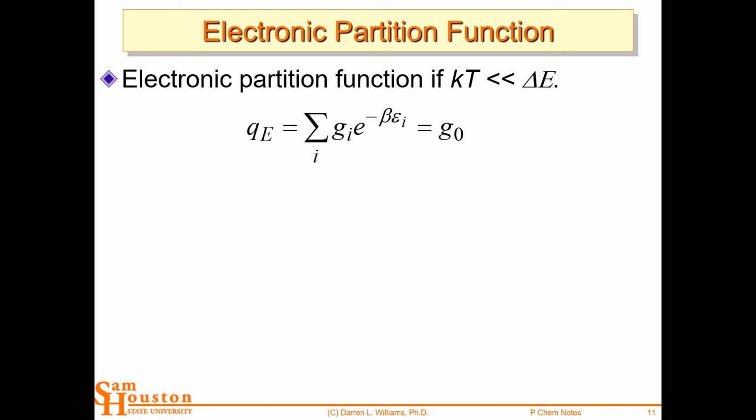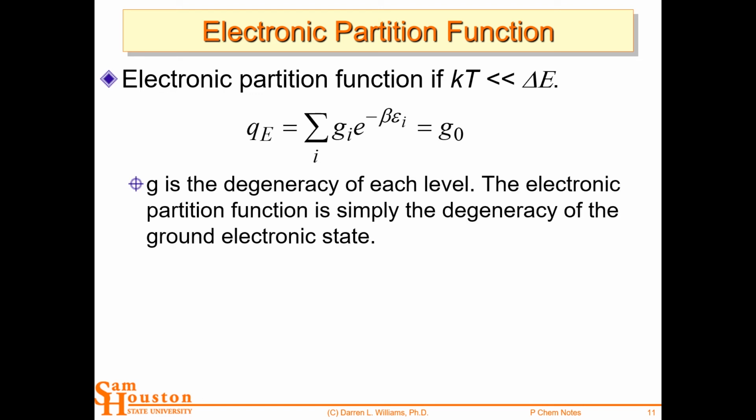Paired electrons and so on. But like in nitric oxide, we have an unpaired electron. It can be in the pi, like the pi bond in the XZ plane or the YZ plane. So there's 2 options, and so G0 would be 2 for nitric oxide. But in almost all the other molecules, it's just 1. So G is the degeneracy of each level, and so it's just the degeneracy of the ground state.